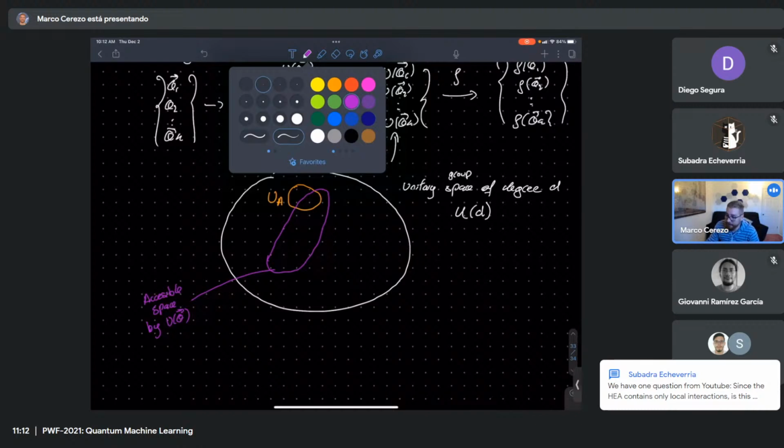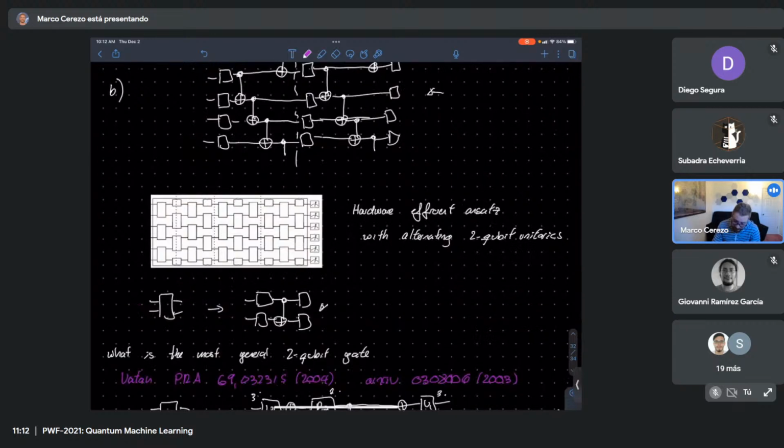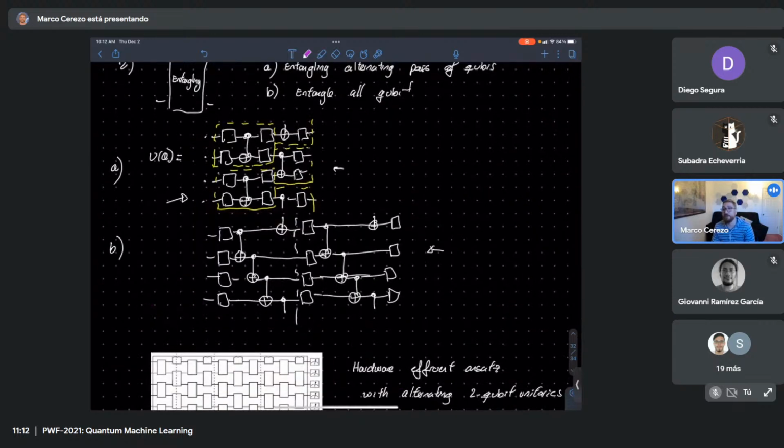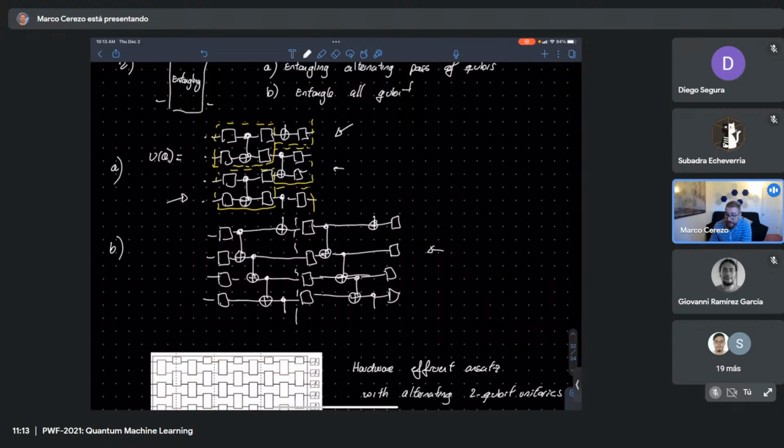However, we have a question from YouTube. Since the hardware-efficient ansatz contains only local interactions, is the ansatz expressivity limited by the Lieb-Robinson bound? How useful is this ansatz for simulating condensed matter systems? That is a great question. For people that don't know, the Lieb-Robinson bound determines the speed at which information can be transmitted in quantum systems. Whenever we use a hardware-efficient ansatz like this, the information transmission is absolutely determined by bounds such as the Lieb-Robinson bound.